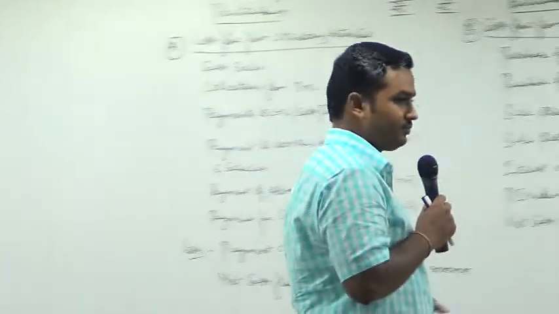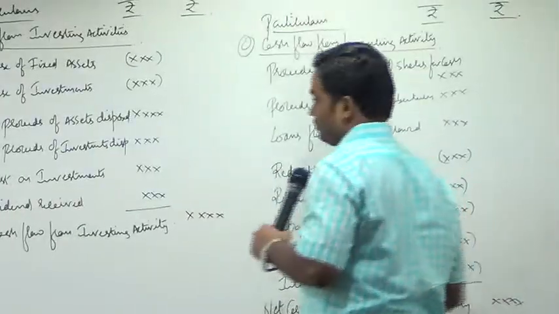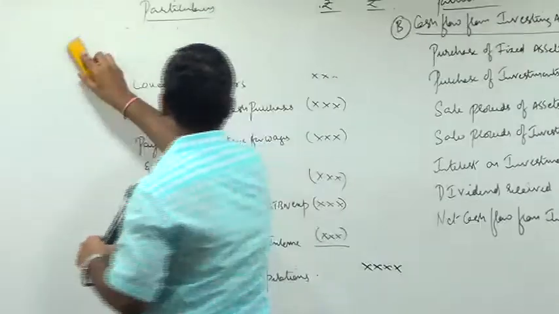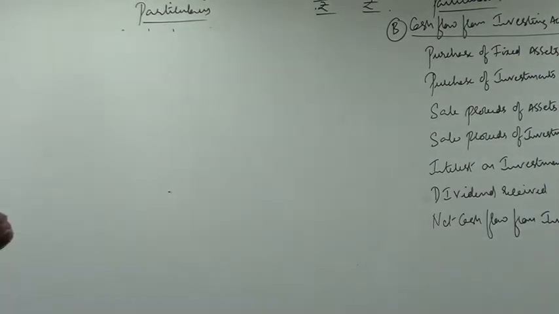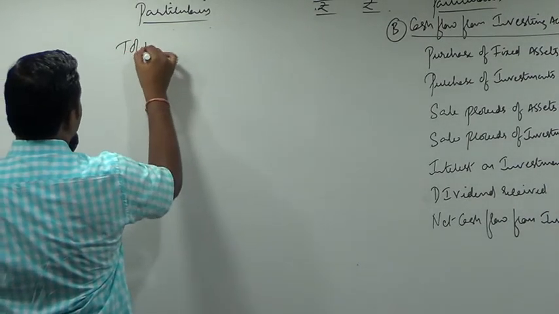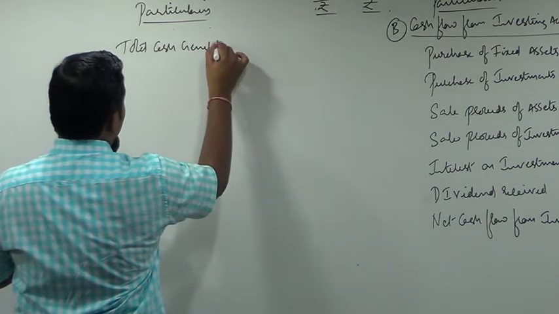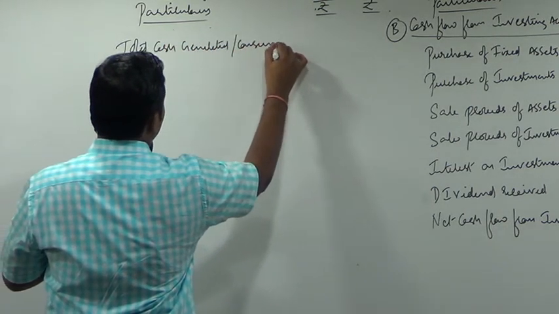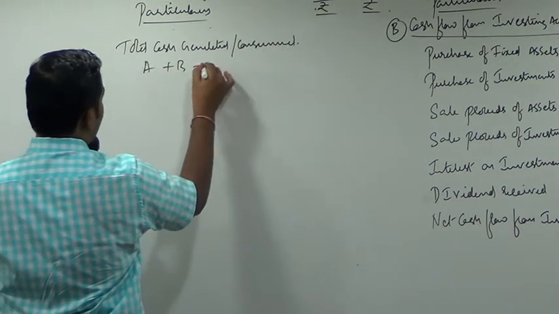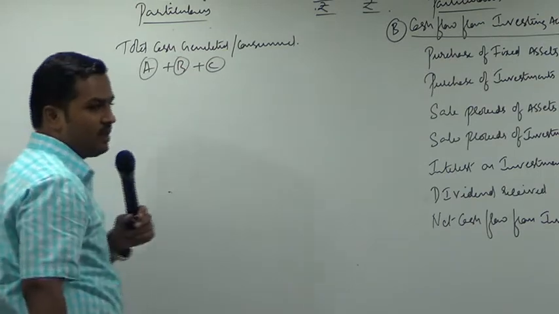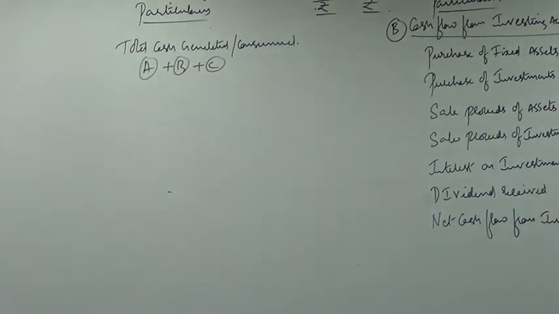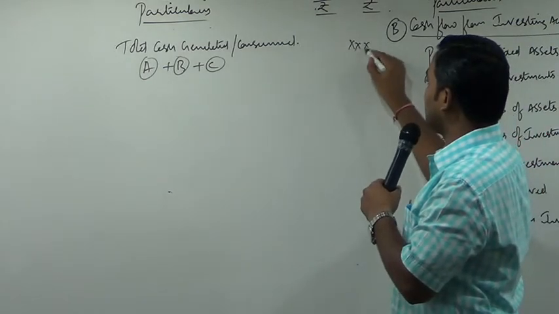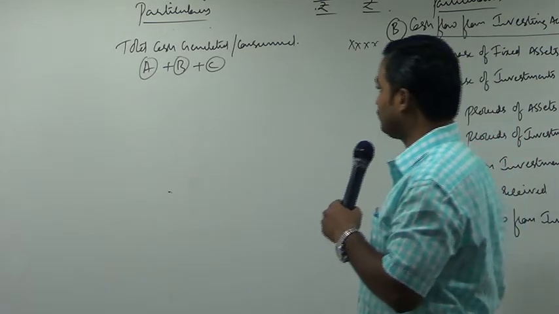Can I continue here? I'll continue now. Total cash generated or consumed: A plus B plus C. What is this A? What is this B? What is this C? Cash flow from operations, cash flow from investment, and cash flow from financing activity. You have to add these three numbers. You get the total amount of cash either generated or consumed.